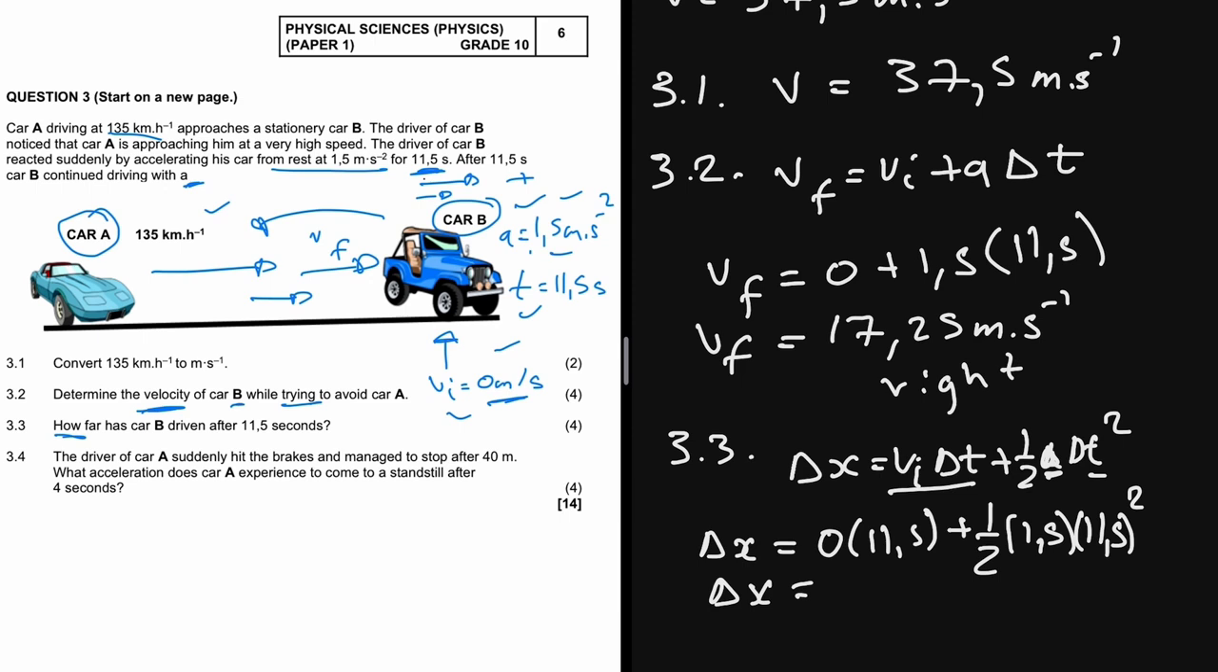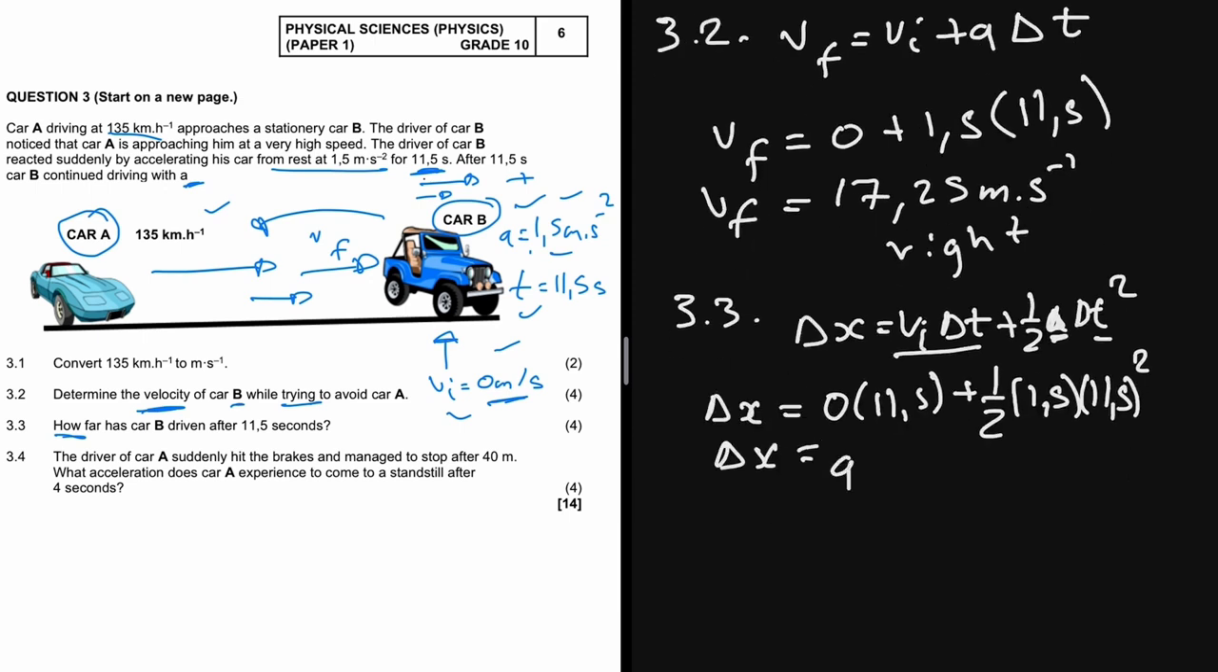So now the answer that we get is 99.19 meters. Okay, so remember now, they said how far, it can be a distance, it's not a displacement, so you can just leave the answer here without the direction.